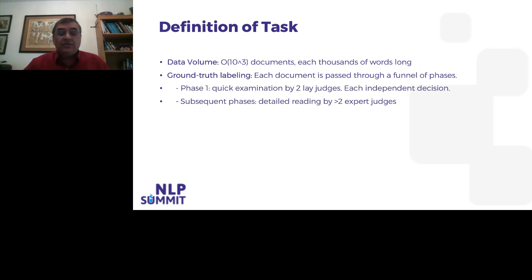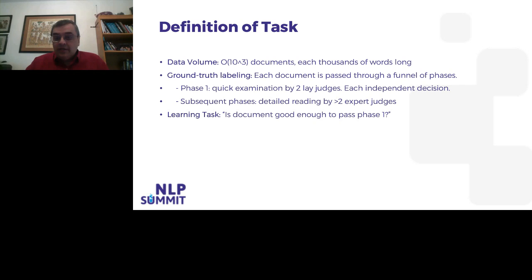So what we decided was that we would make a classification task as to whether or not the document was good enough to pass phase 1. This was most valuable to our client because phase 1 is where the largest volume of documents is encountered, and as you go further into the funnel, the number of documents decreases and their quality increases. So phase 1 is where they really needed the automation.